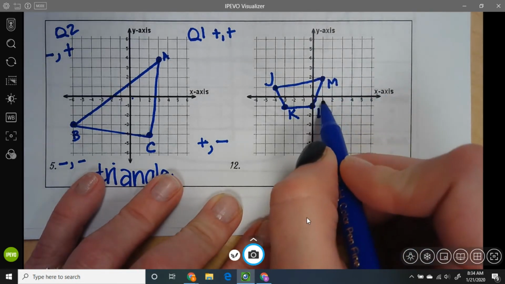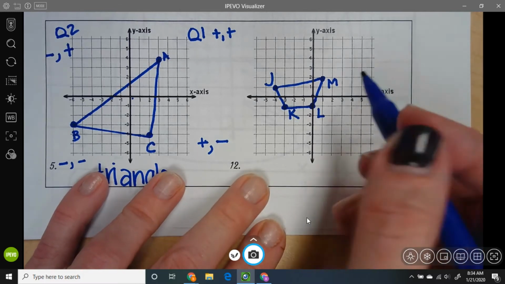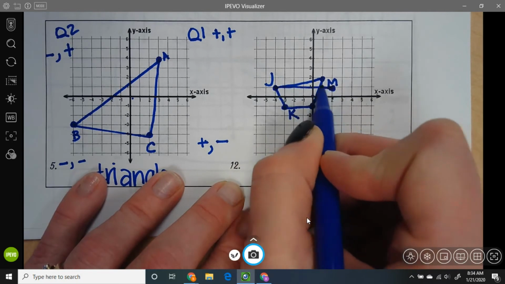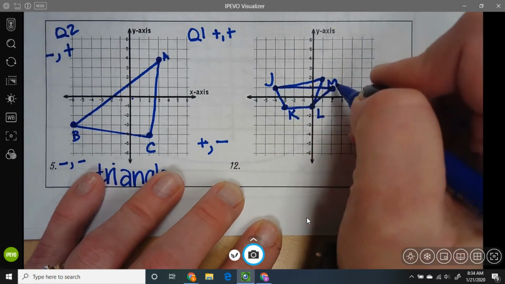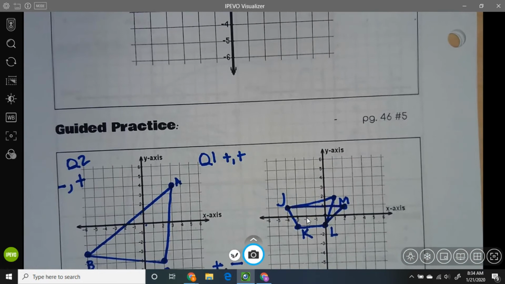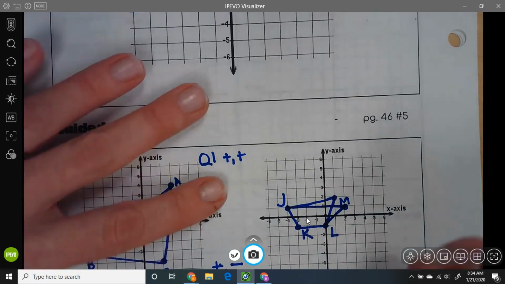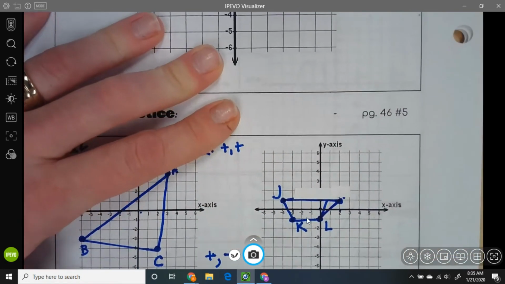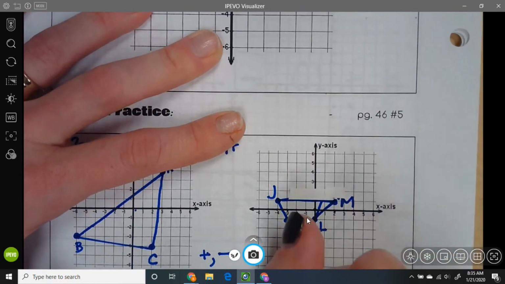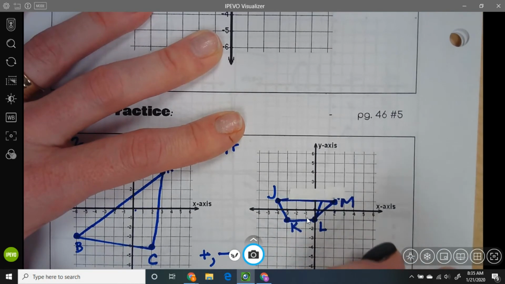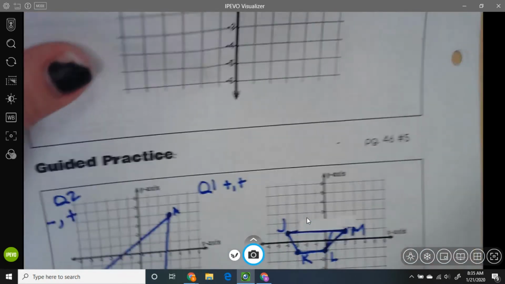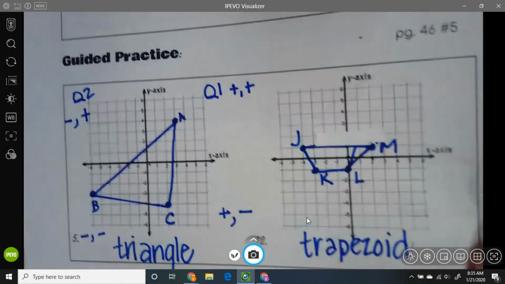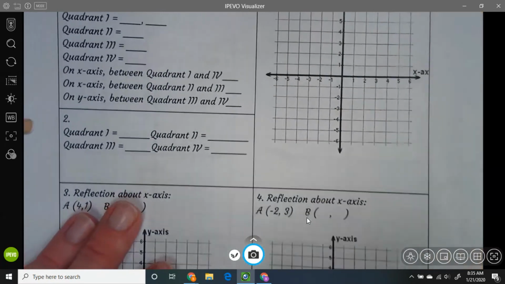I think my M is wrong. It should be at 2 and then 1, so it should be here. It looks more like a trapezoid now, so trapezoid. Sometimes you might have to say quadrilateral. So the practice is similar to that.